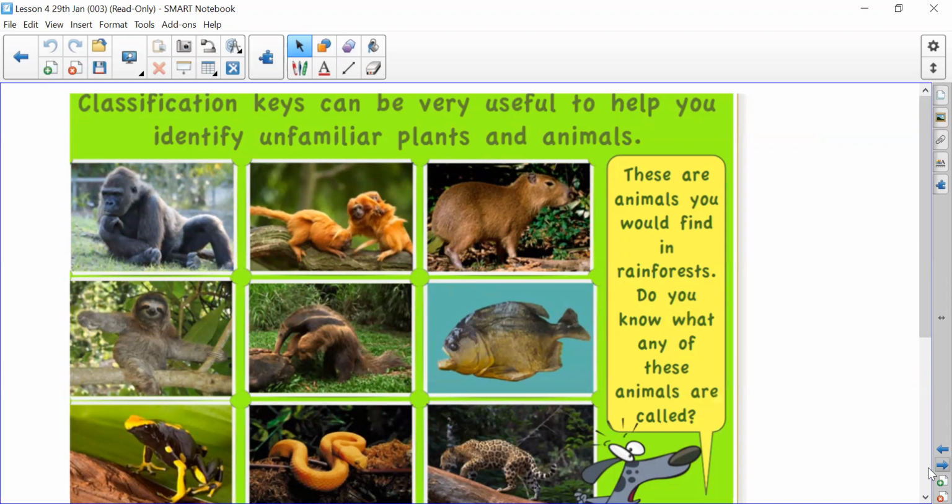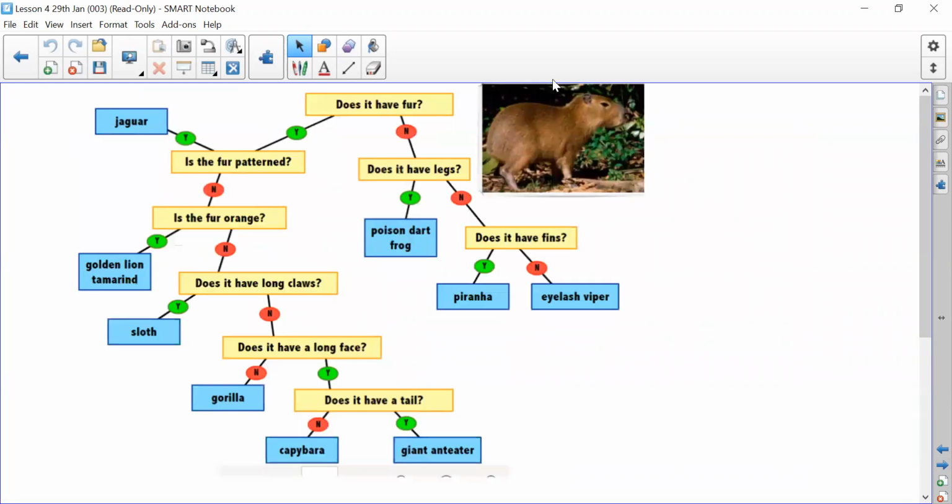These are animals you would find in rainforests. Do you know what any of these animals are called? Now, perhaps you already do, but imagine you don't, and let's look at how we would name one and how we would identify it. So let's take this picture of this animal. Does it have fur? Yes. Is the fur patterned? No. Is the fur orange? Yes. Is it a golden lion tamarin?